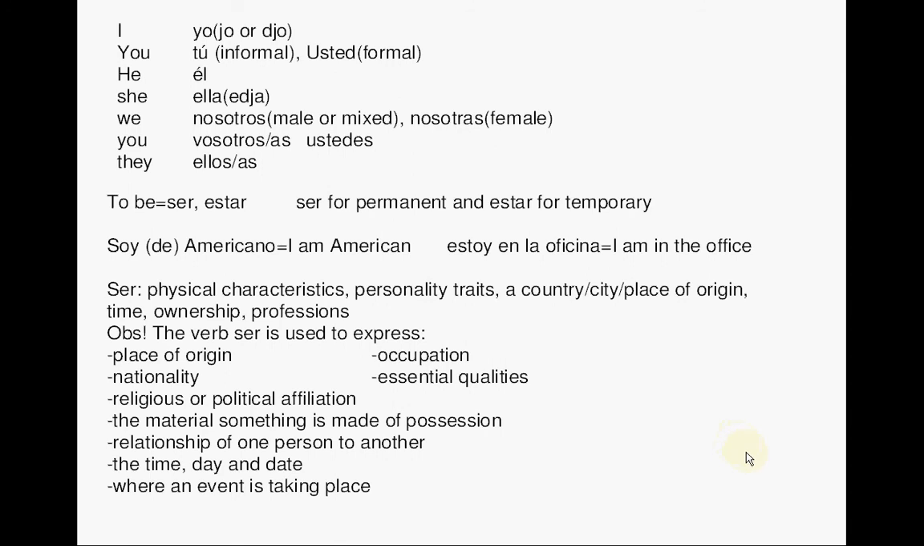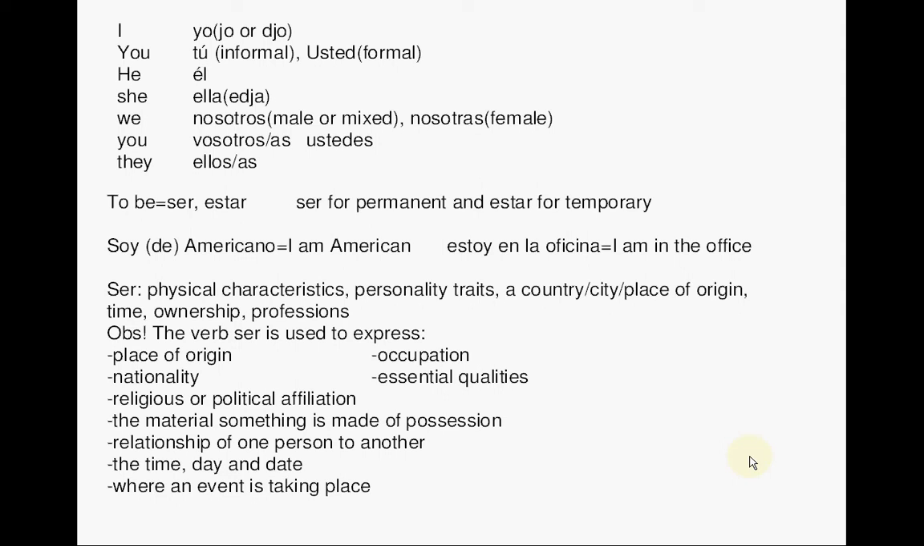Welcome to lesson two, Spanish language. It is very important with the pronouns, and we are using very usually when we talk, and also the verb to be. Which is different in Spanish, and we are going through in this lesson of pronouns and the verb to be.